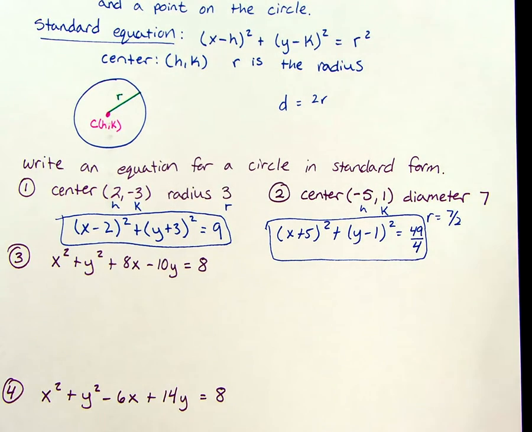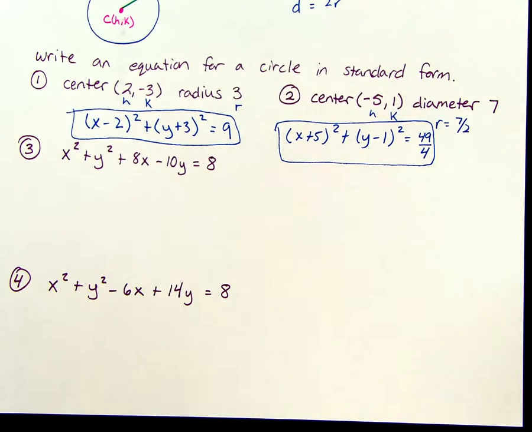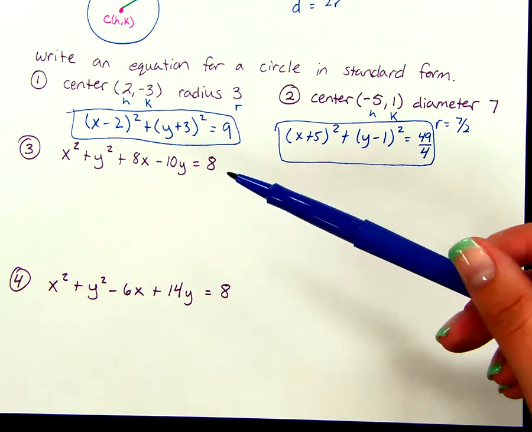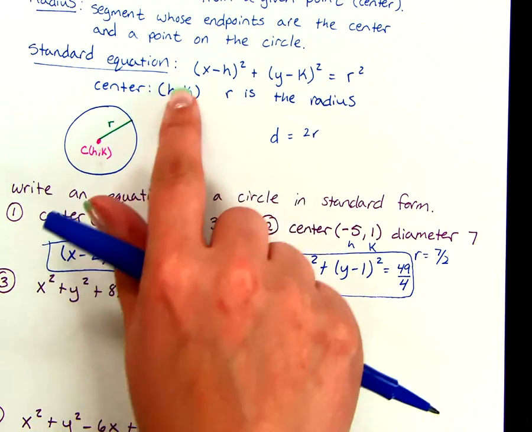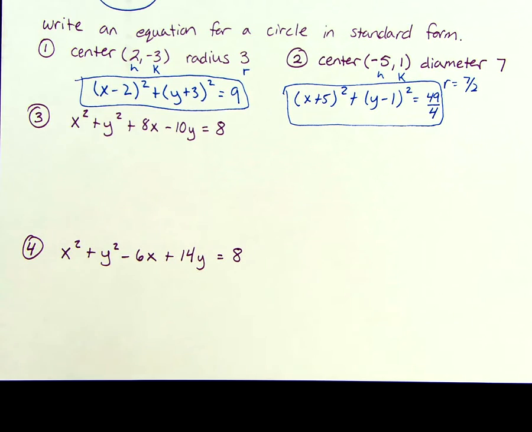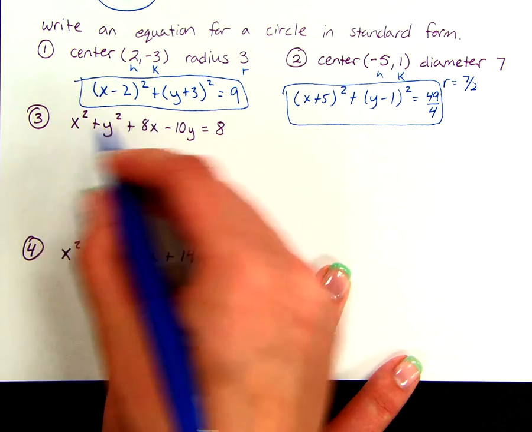All right, next problem. Same thing, we are writing an equation in standard form. This time we don't have to find h, k, and r. We just have to take this equation in the general form and then complete the square to put it into our standard form equation. When we do that, we need to rearrange the equation so that the x's are by each other and the y's are by each other. So I'm going to rewrite this.